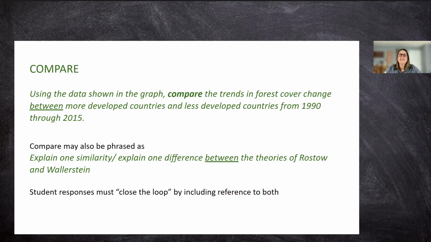And the prompt was, using the data shown in the graph, compare the trends in forest cover change between more developed countries and less developed countries from 1990 through 2015. Okay, so you can see that they're asked to compare two things: what's happening in trends in developed countries and what's happening in the trends in less developed countries. And there were 5 or 6 countries listed in this task that were on the graph.